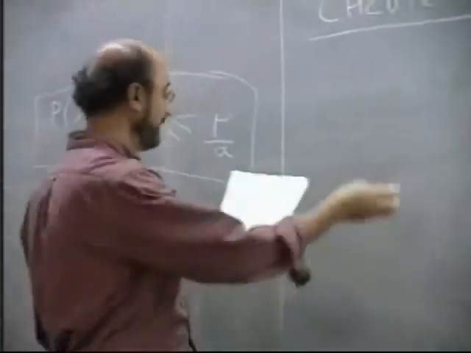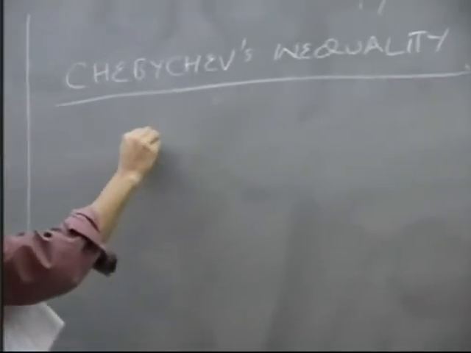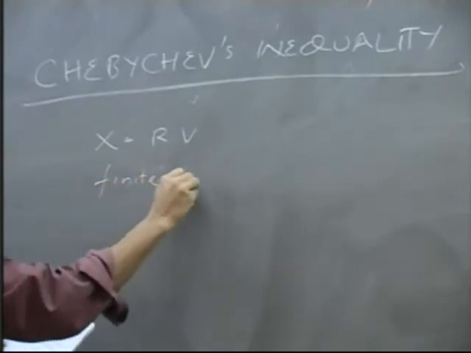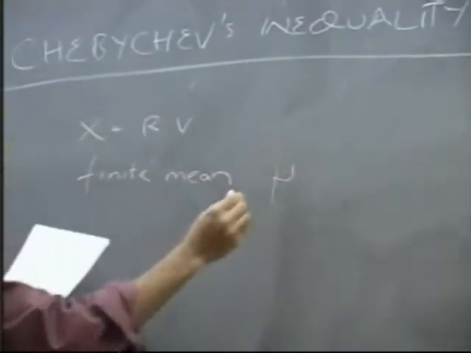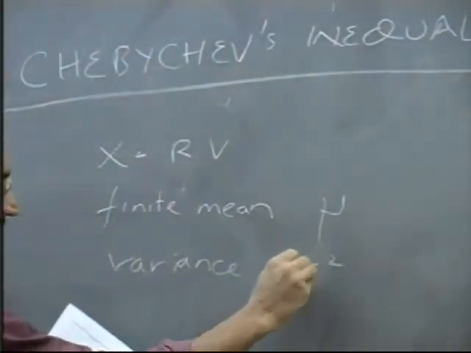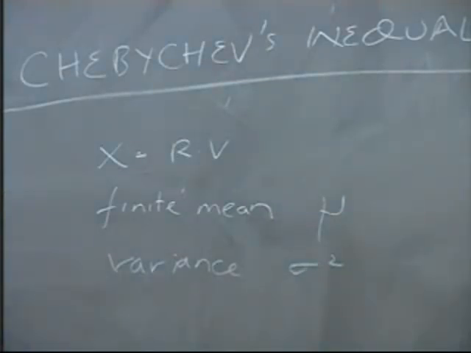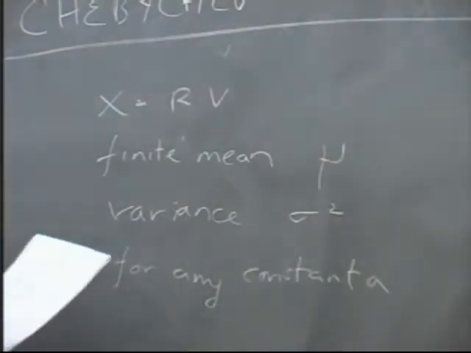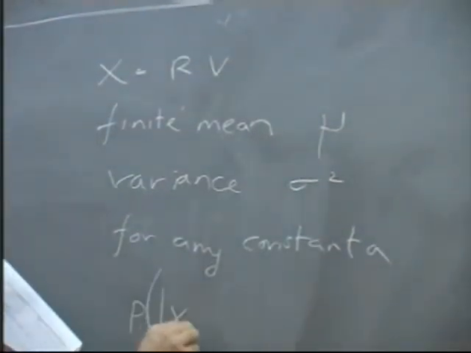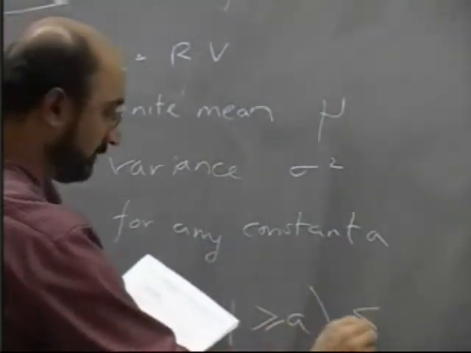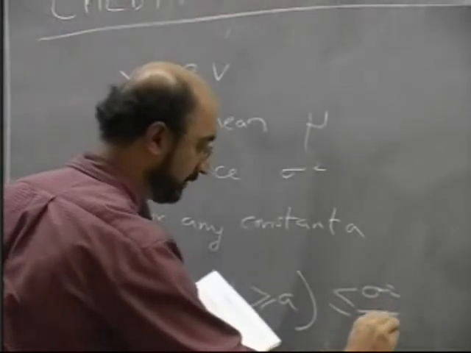Anyway, so here we have, and let me be careful, x is a random variable. Again, we don't know much about it. We do know it has a finite mean. I should probably say over there it's a finite mean as well. It's a finite mean mu, and it has a variance sigma squared. And for any constant a, now we don't have to say that a is positive. For any a, we can say the probability that |x minus mu| is greater than or equal to a is less than or equal to sigma squared by a squared.